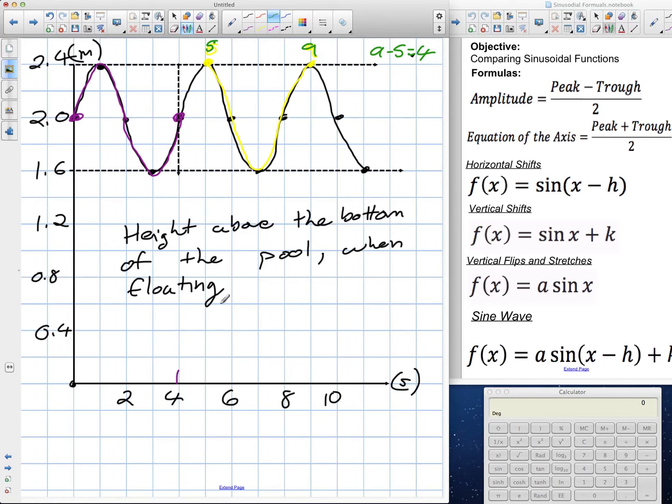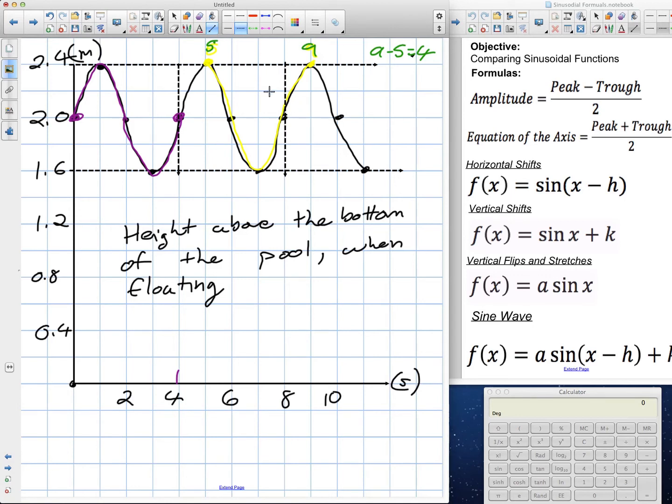Now, how long does it take for 2 cycles? 8 seconds. We essentially just double the period, right? What about 3 cycles? What if it was 3 cycles? 12. We're just multiplying it by the amount of cycles, right? Once we know the period is 4 seconds, we just multiply by the amount of cycles.